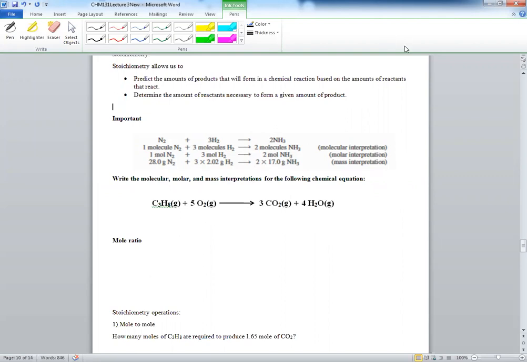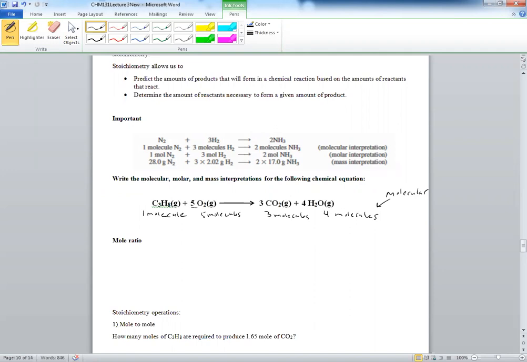But let's start. The molecular interpretation would be you have one molecule of C3H8, which is propane. Just going to write one molecule of this. This one would be 5 molecules, 3 molecules, and for water, it is 4 molecules. So again, this is the molecular interpretation.